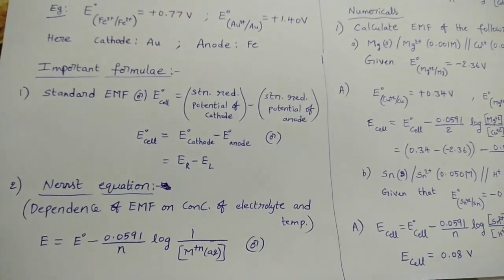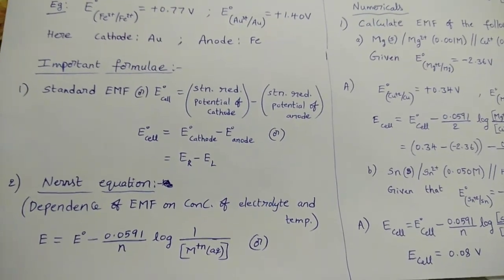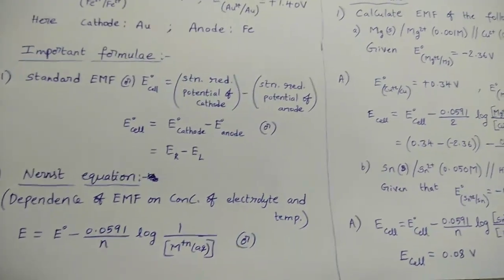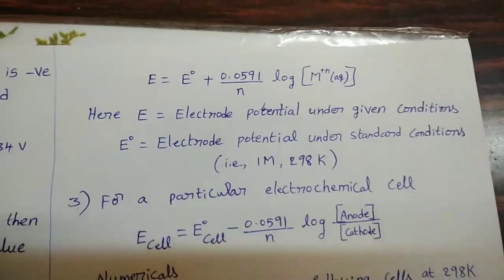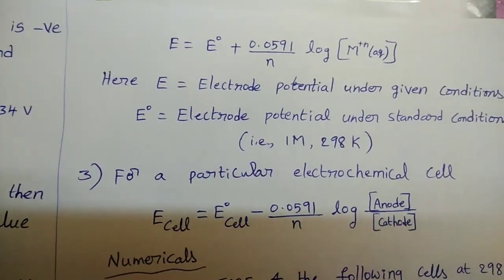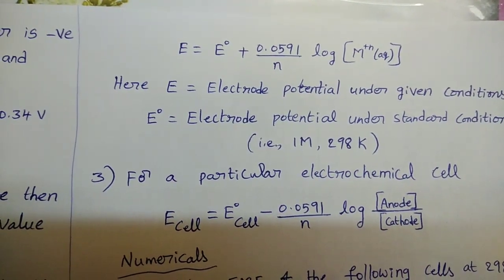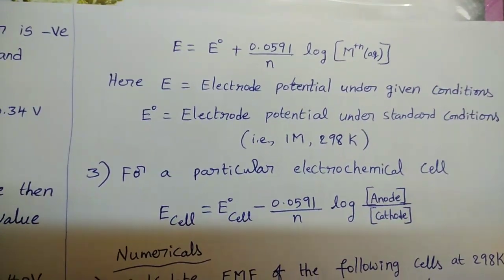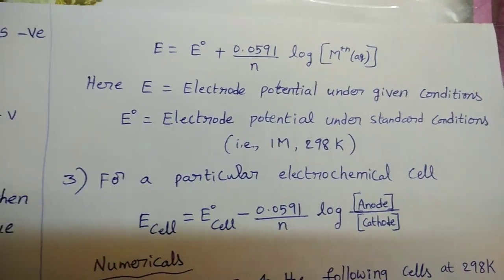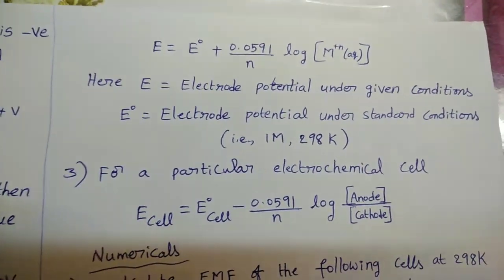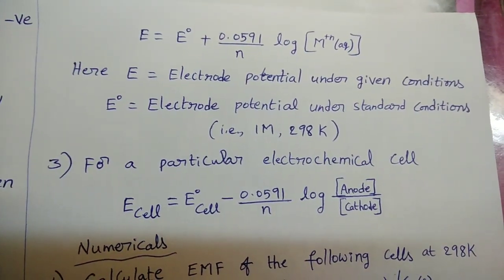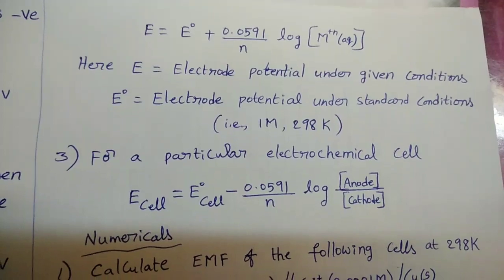M plus n, the metal ion concentration present in the aqueous state. Or the same equation we can also represent in this way: E equal to E naught plus 0.0591 by n into log of metal ion concentration in aqueous state. Here capital E equal to electrode potential under given condition, and E naught equal to standard electrode potential under standard condition, those are 1 molar concentration of the electrolyte at 298 Kelvin.